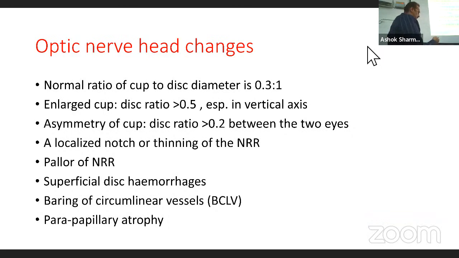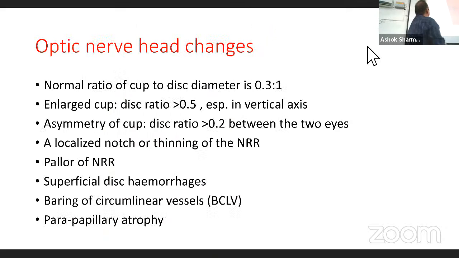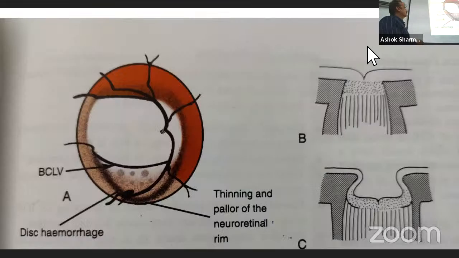There will be pallor of the neuroretinal ring. I will go into it later also. This is the neuroretinal ring. So what will happen? There is asymmetry of cup disc ratio. Normally, if one side is 0.4, the other side should be 0.4. But if there is a difference, meaning the two sides are not the same, or more than 0.25, with pallor, bearing of circumlinear vessels, and parapapillary atrophy on fundus examination, you can suspect glaucoma.